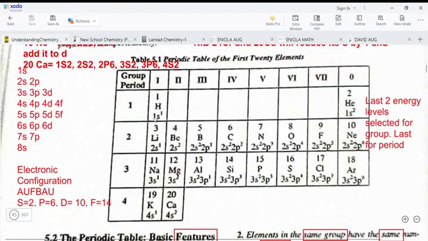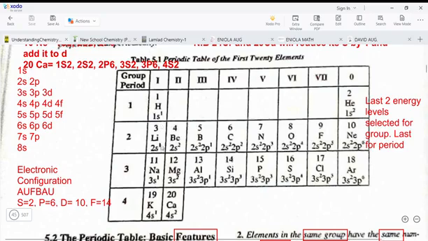Then another thing about period, though we'll still talk about it later, is that elements in a period will be on the same shell. That means this one is on 1 shell, this one on 2 shells, on 3 shells, on 4 shells, so they will have the same shell. That's for period. But when it comes to group, they will be on different shells, but they will have the same valency.